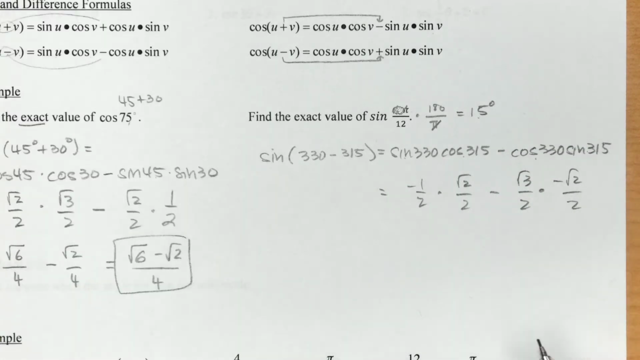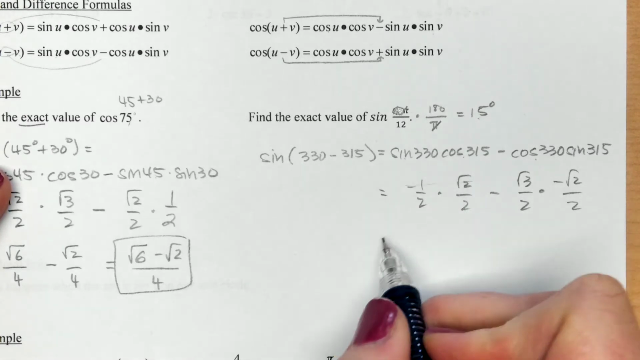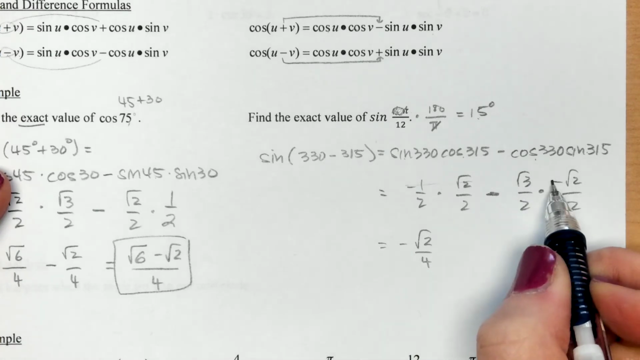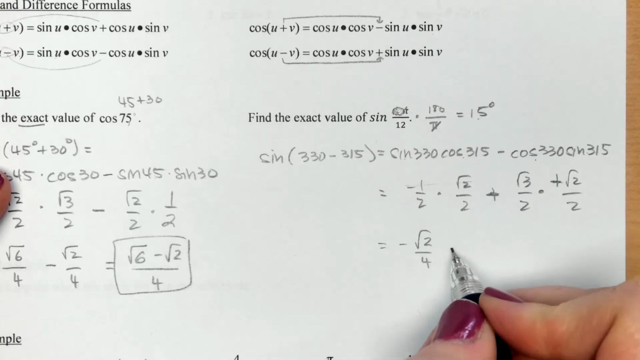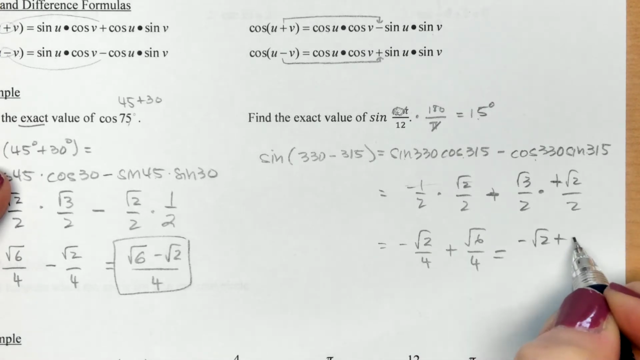So now we'll just do our little bit of algebra, a little bit of simplifying. Remember, anytime you are multiplying, you multiply just straight across. So we've got a negative root 2 over 4. And then we've got a minus minus, so those will turn positive, root 6 over 4. And just putting them together, root 2 plus root 6.